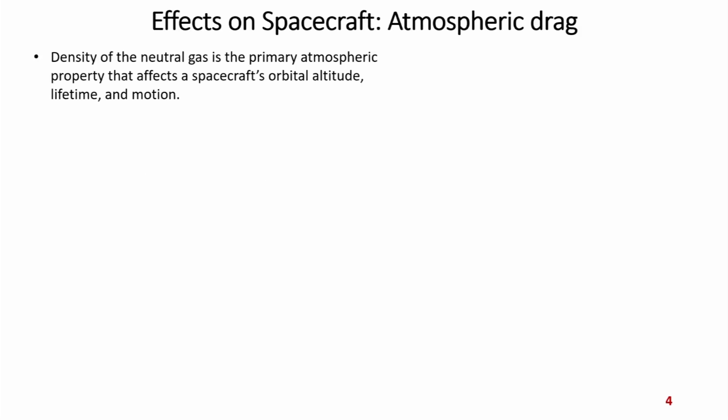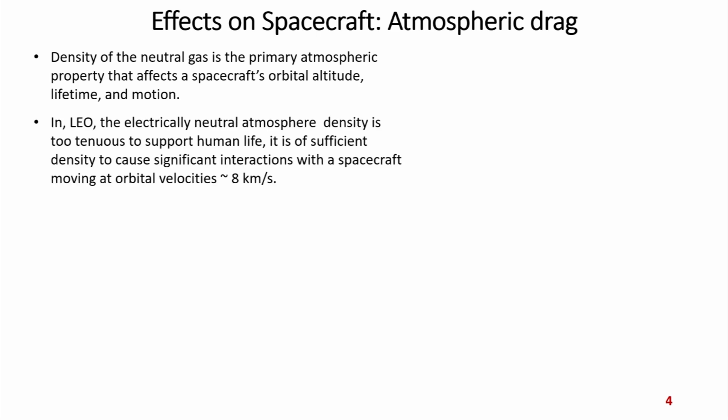Okay. Now, why is this atmospheric drag there? Because the density of the neutral gas is the primary atmospheric property that affects the spacecraft orbital altitude, lifetime and motion. So, these are the three things that happen because of this atmospheric drag. Of course, in low earth orbit this electrically neutral atmosphere, primarily dominated by atomic oxygen, is too tenuous, so the density is very low to support human life, but it has sufficient density to cause significant interactions with the spacecraft moving at an orbital velocity of 8 kilometers per second.